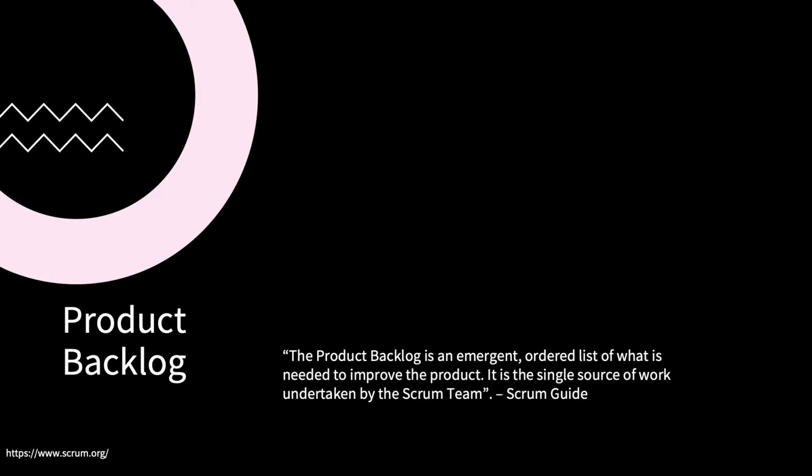The first Scrum event is called the Product Backlog. Product Backlog is the source of truth for Scrum. This is an ordered list that will be used to decide what or how much can be accomplished in a particular sprint.